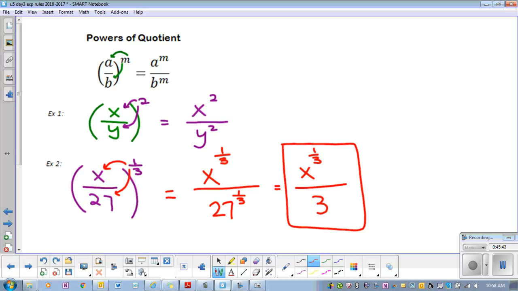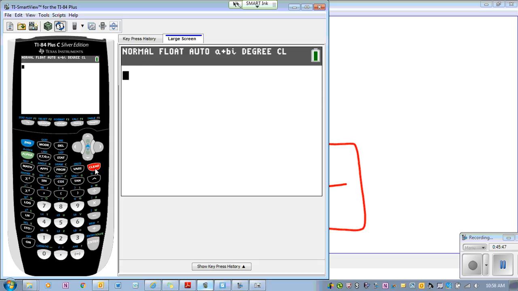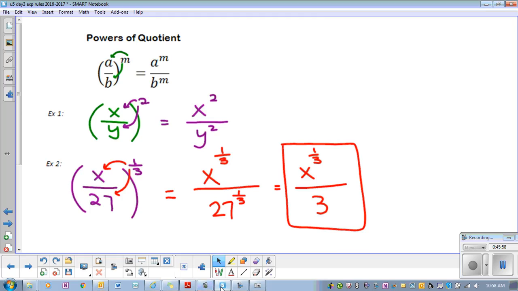Oh, did you put it in parentheses? All right, let's see. 27 to the 1/3 power. You did? Okay. So then this is it. x to the 1/3 over 3. Questions? Comments?